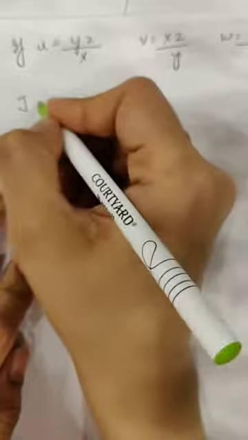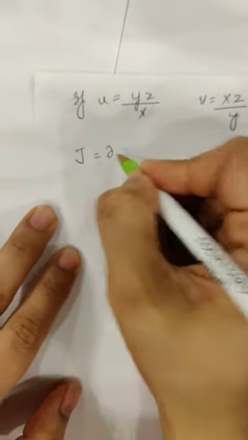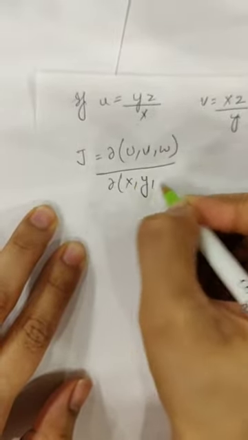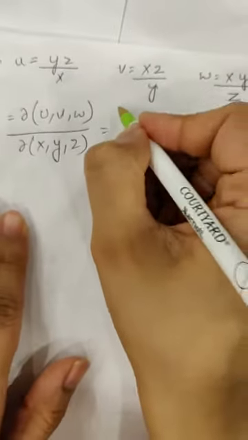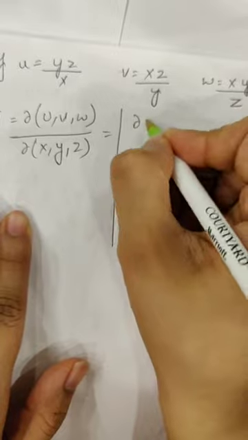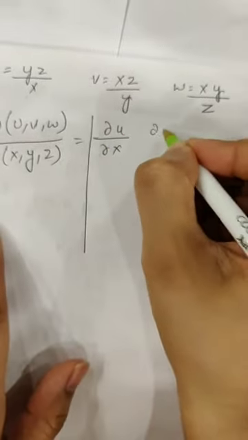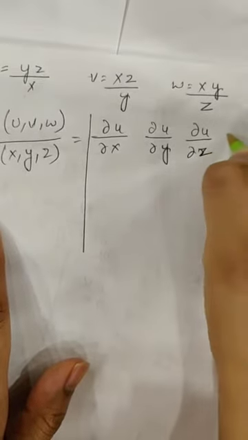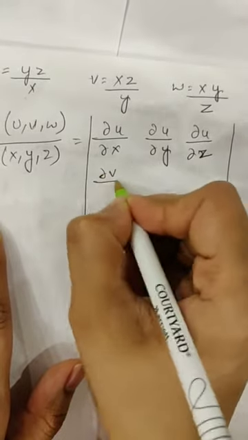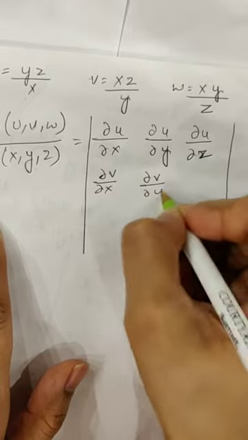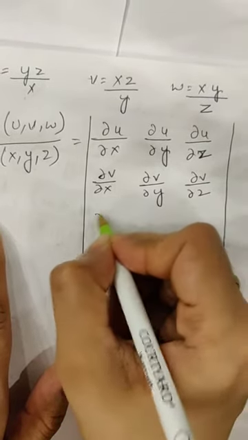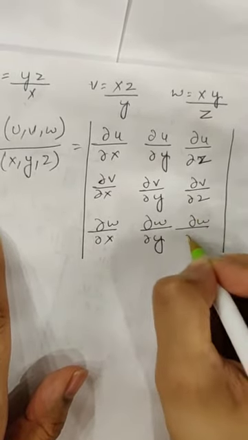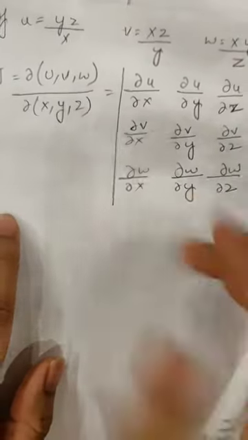So I told you the Jacobian is equal to the determinant of dou u by dou x, dou u by dou y, dou u by dou z, dou v by dou x, dou v by dou y, dou v by dou z, dou w by dou x, dou w by dou y, dou w by dou z. So let's take it out one by one.